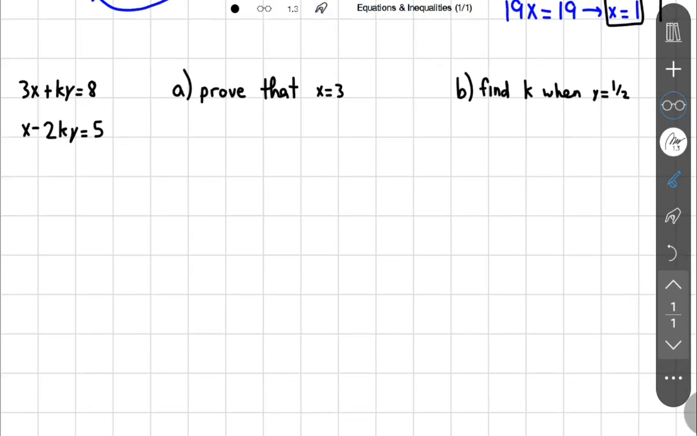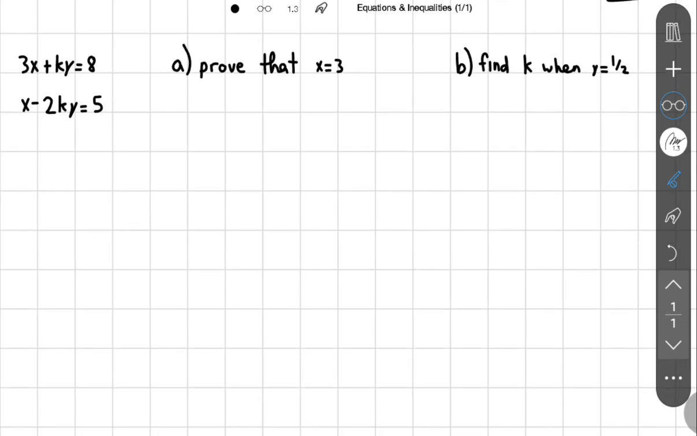Okay, now we have a new question. We have this linear system of 3x plus ky equals 8 and x minus 2ky equals 5, and we're given two requirements. It says prove that x equals 3, and the second question is find k when y equals half. We can do that. It doesn't matter what method we use, it just asks us to solve.